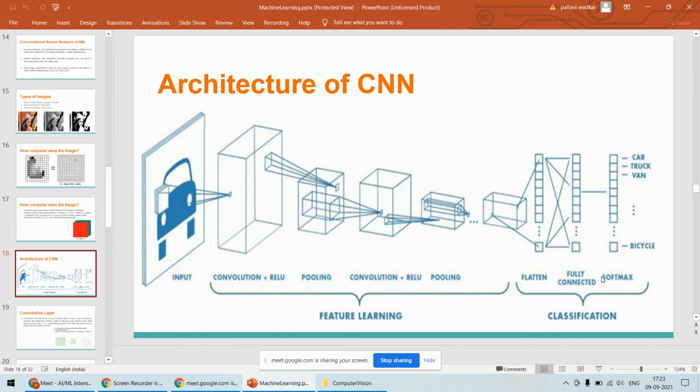So you see here there are six different concepts that we are seeing. Number one is convolution, number two is ReLU, number three is pooling, number four is flattening, number five is fully connected neural network, and number six is the softmax. So the first half, convolution plus ReLU plus pooling, is known as the feature learning or the feature extraction stage. And the next half, that is the flattening layer, fully connected neural network, and the softmax layer, is known as the classification stage of this convolutional neural network.